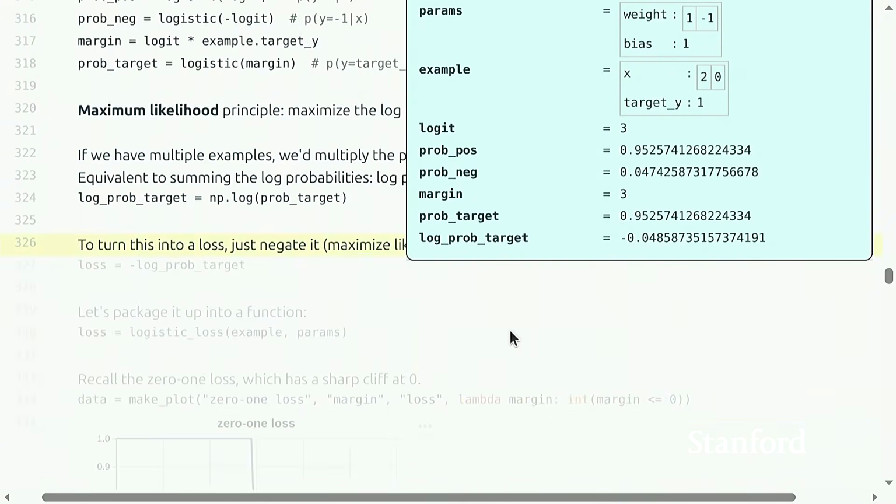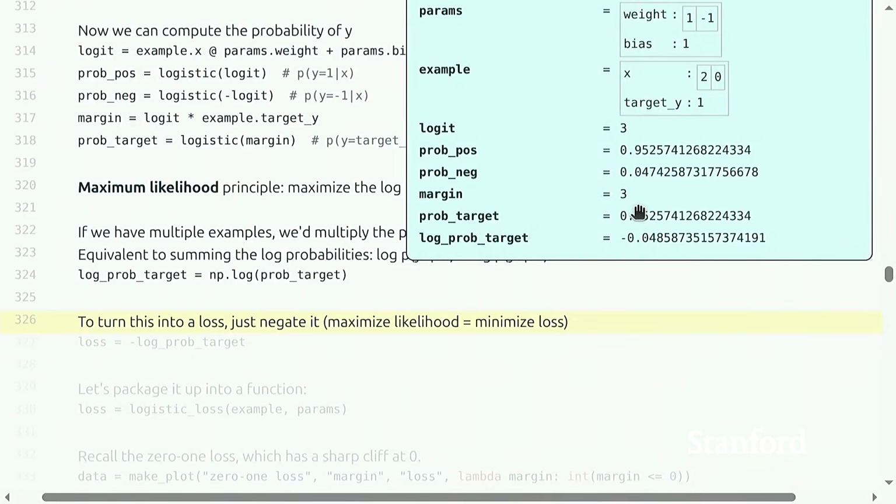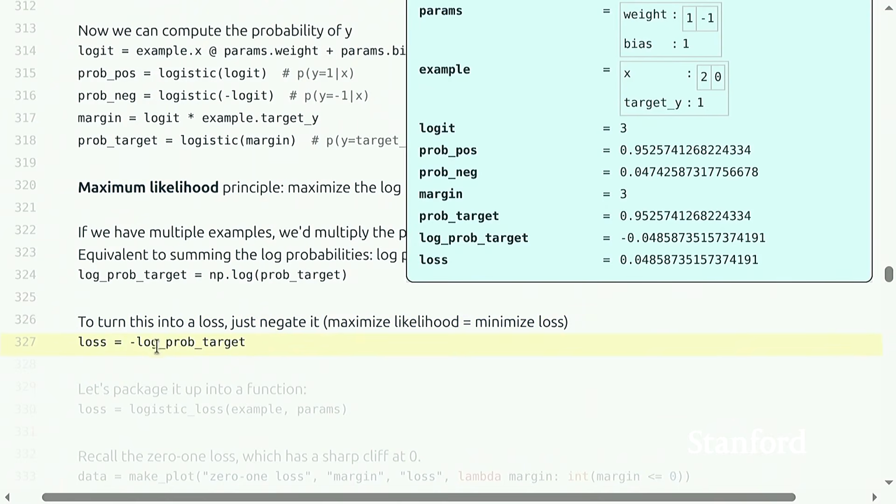And then finally, the final step is that I want the probability of target to be high. I want to maximize this. I also want to maximize the log probability of the target. But in the context of loss minimization, to turn this into a loss, I just flip the sign. So the loss is minus the log probability of the target. And so it depends on if you're a pessimist or optimist. If you're an optimist, you say maximize likelihood. If you're a pessimist, you say minimize loss. But they're two sides of the same coin.